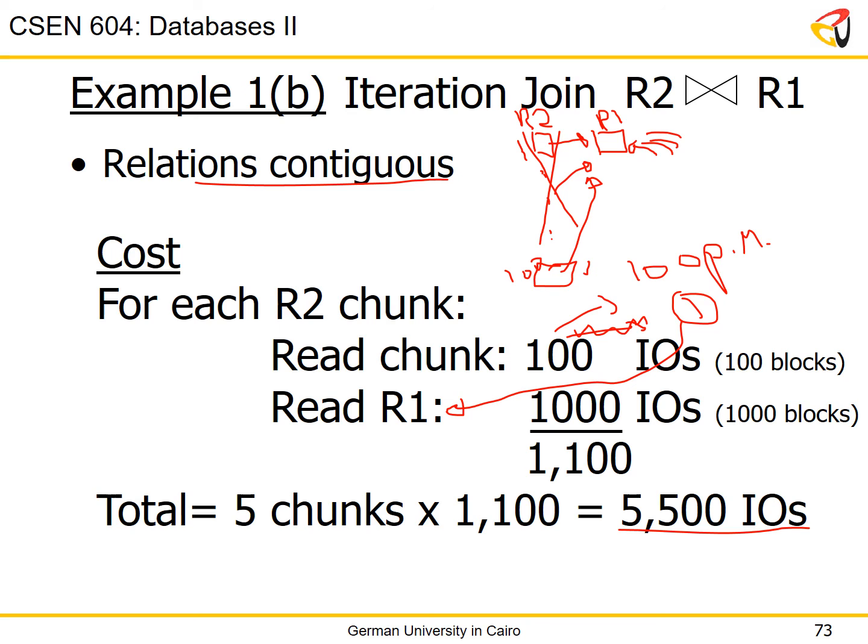Now, the thing you have to understand is, with one chunk of R2, which is the 100 pages, I will read all of the pages in R1 one by one into this slot to do the comparison, and then the next one, and then the next one, all of R1 using a single page. Now, in the case of a contiguous relation, you see how beautiful the performance becomes. It's 5,500 IOs instead of 55,000 IOs. This is why, as I mentioned before, people pay for Oracle.